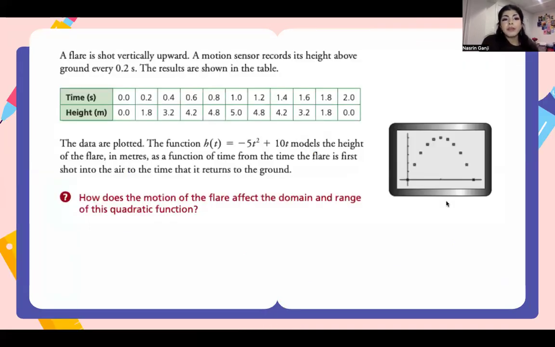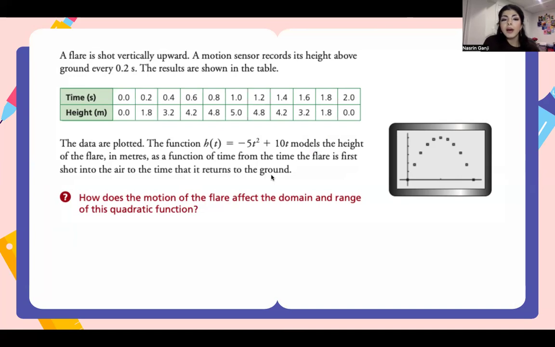Our first problem that we are given is the following. A flare is shot vertically upward. A motion sensor records its height above ground every 0.2 seconds, and the results are shown in the table. The data which is plotted in that graph that you see on the right, and the function that we are given is height of t is equal to negative 5t squared plus 10t. And height is given to us in meters, and the time is given to us in seconds. And it does tell us also that the time is from when the flare is first shot into the air and the time that it returns to the ground.